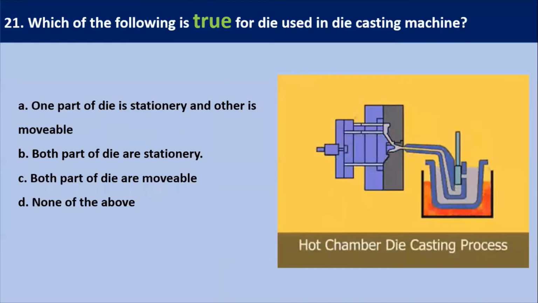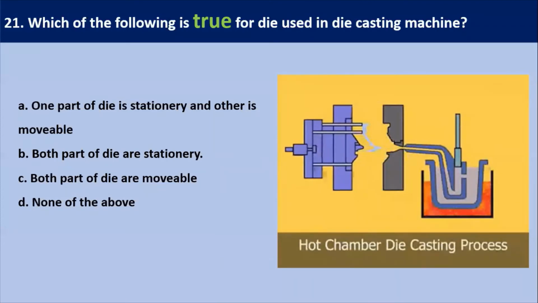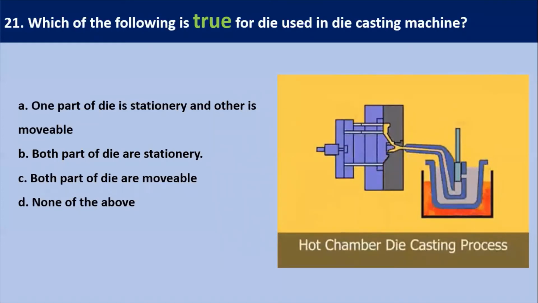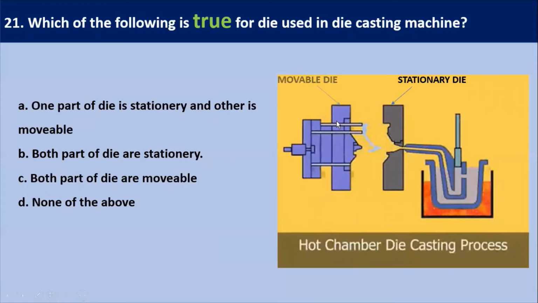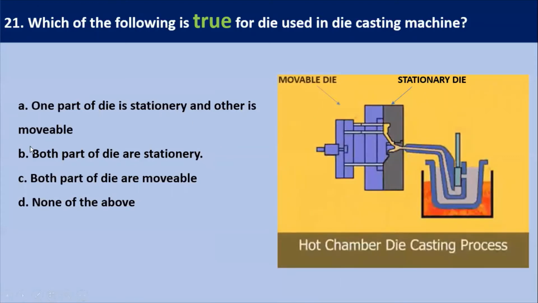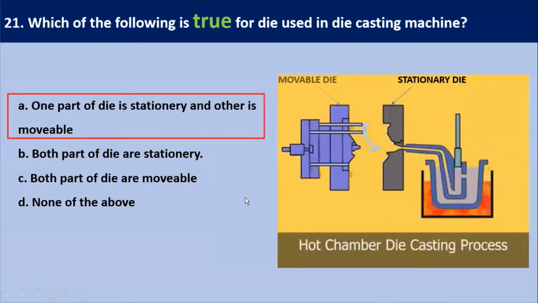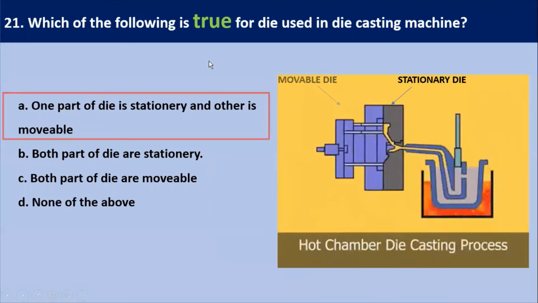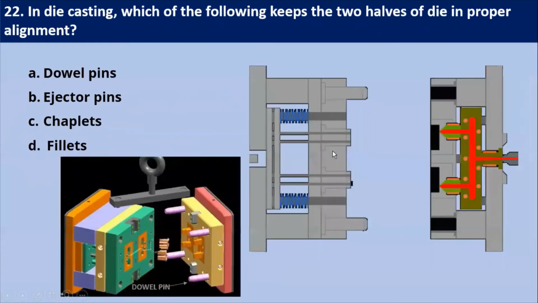Next question, which of the following is true for the die used in the die casting process? It is very clear that if you see in this diagram, one die is stationary while the other is the movable die. So you can see in the options given, one part of the die is stationary and the other is movable, and that's why this is a true statement. So our answer is A. You can see from the diagram also.